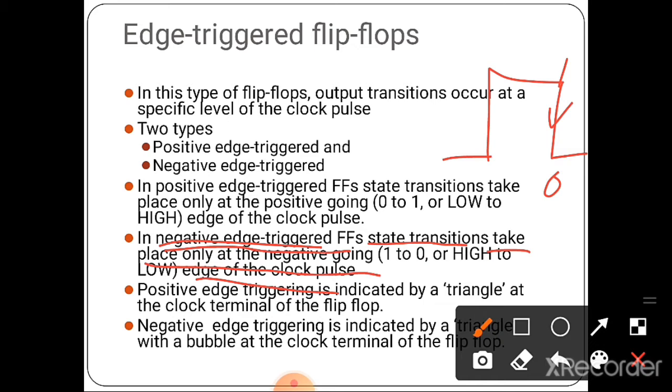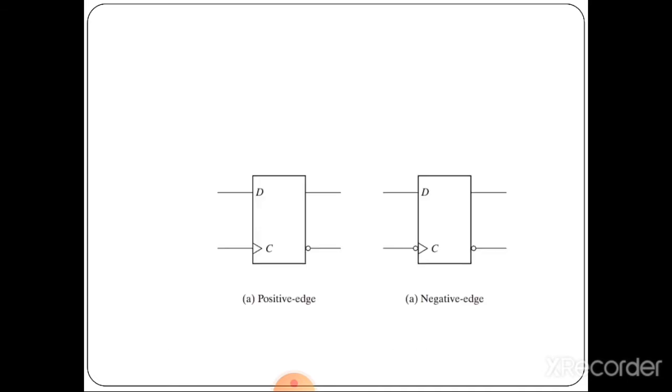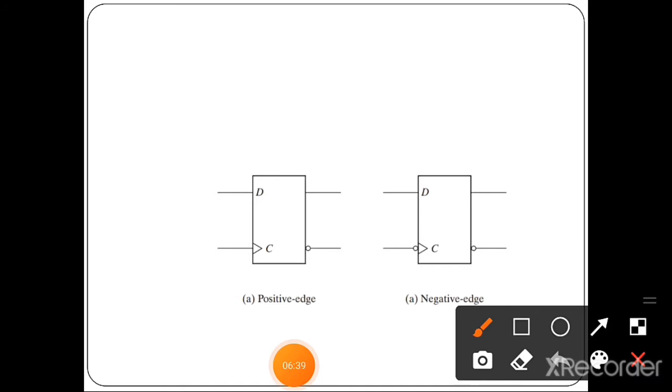That type of flip-flop is called a negative edge triggered flip-flop. Positive edge triggering is indicated by a triangle at the clock terminal of the flip-flop, and negative edge triggering is indicated by a triangle with a bubble at the clock terminal of the flip-flop. For example, here is the diagram. Only a triangle indicates positive edge, and a triangle with a bubble indicates negative edge triggering.